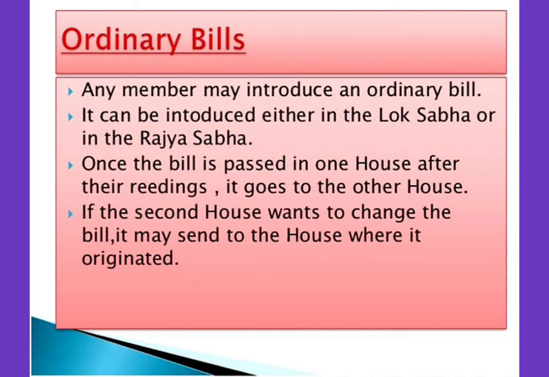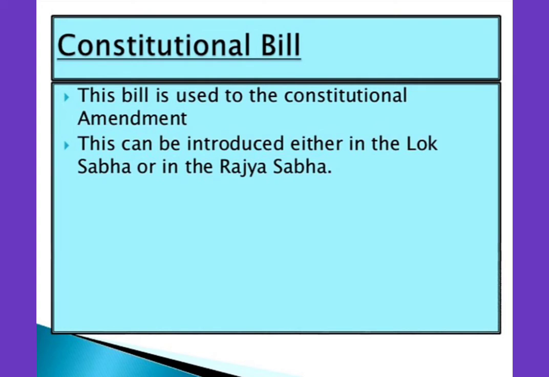Any member may introduce an ordinary bill. It can be introduced in Lok Sabha or Rajya Sabha as well. Once the bill is passed in one house, it goes into the other. And if the second house wants to make any changes in the bill, it may send it back to the originating house, that means the Lok Sabha. But if Rajya Sabha wants to make any changes, they can recommend it also, but cannot hold it.